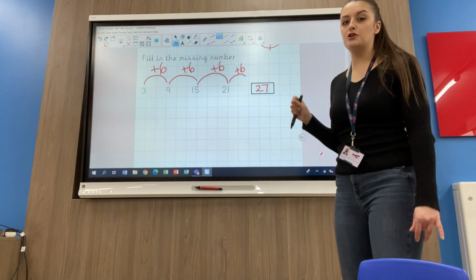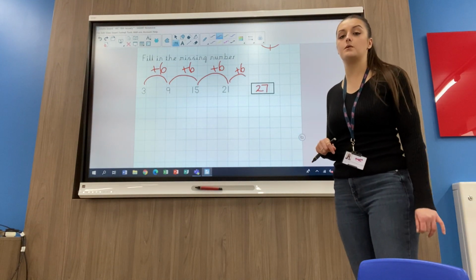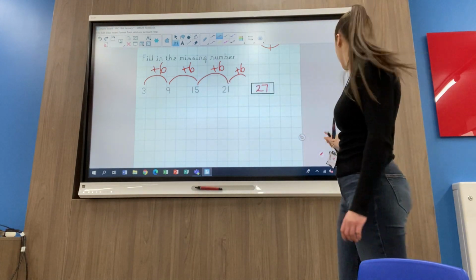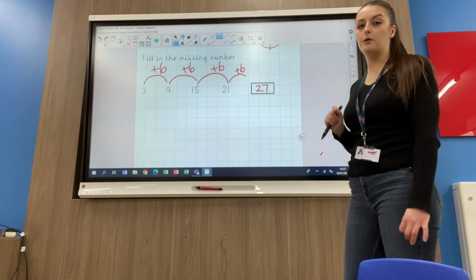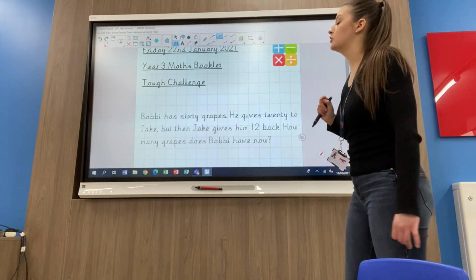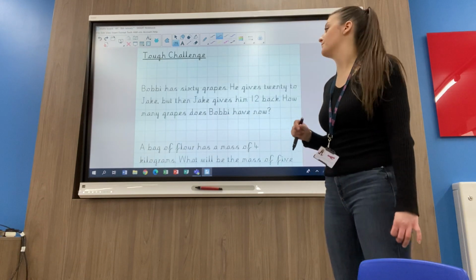So look carefully at the numbers that you've been provided with in your sequence and work out what jumps they are going up in first before you get filling in your number, because it might not be going up in your times tables. Right, moving on then to your tough challenge for today.